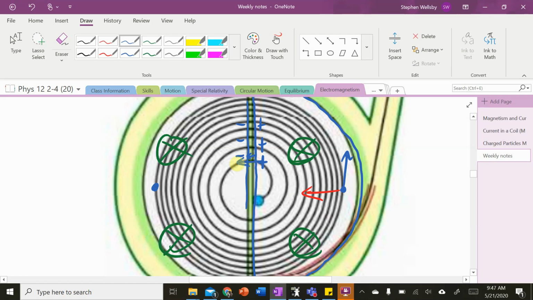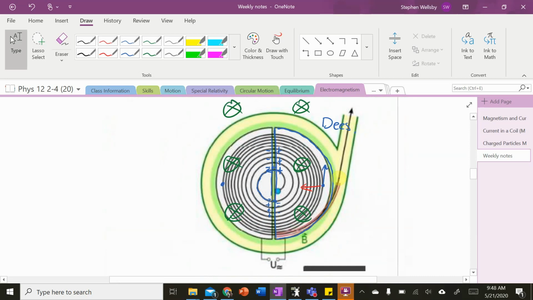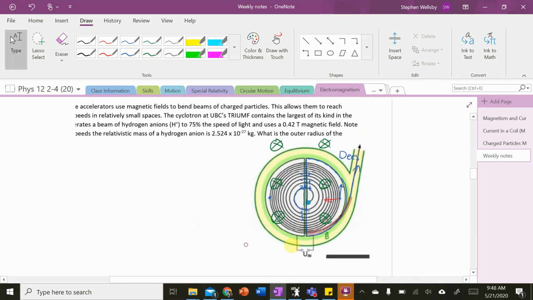And then when it comes back around here, they time it so that they switch it. So now this is the positive plate and this will be negative, and it goes a little bit faster. So every time it goes across the gap, it gains a little bit of speed. Because it gains speed, it's going to end up having a wider path, and we'll see why in just a moment. The radius is dependent on the speed, so it gets faster and faster. As it gets faster, it needs a wider radius to turn, until eventually it reaches the outer edge and is fired outwards in this direction.